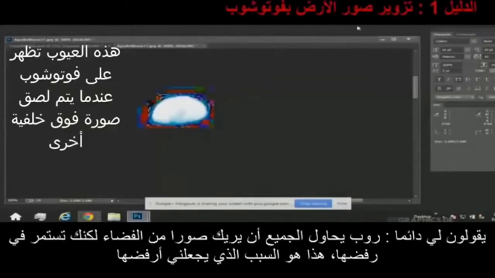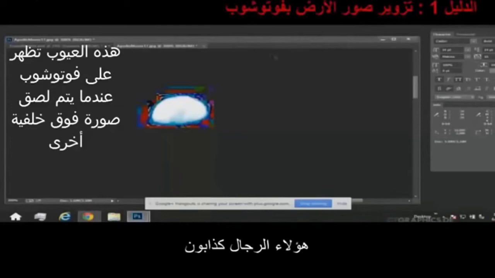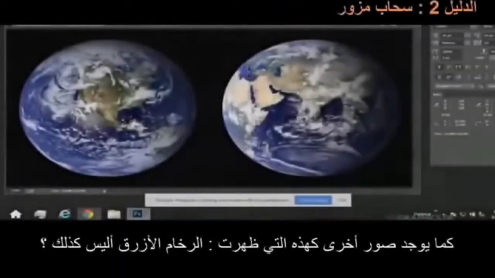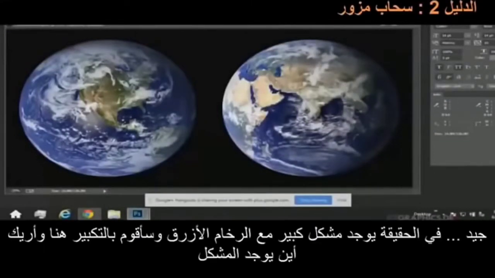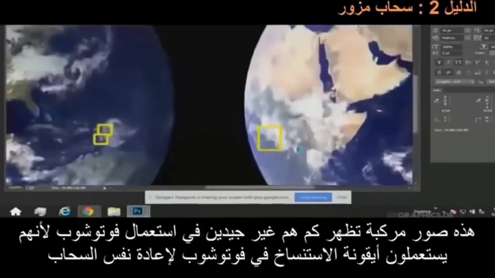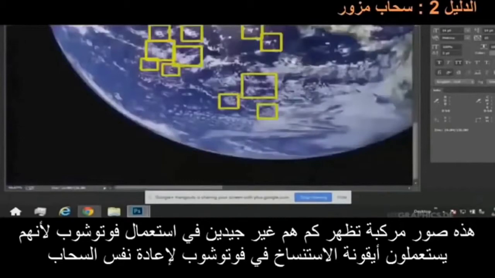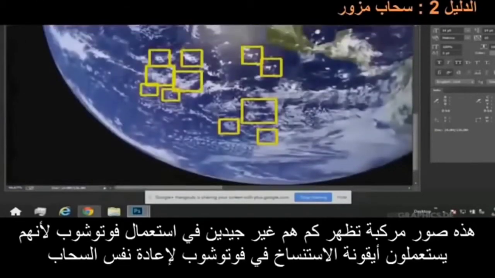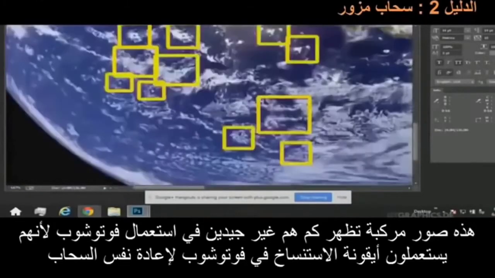I mean, they're always out there saying, you know, Rob, everybody's trying to show you stuff from space and you keep rejecting it. This is why I reject it. These guys are liars. Then you got other pictures like this, the Blue Marble, that come out. Okay, well, there's a big problem with the Blue Marble, and I'm going to zoom in and show you what the problem is.